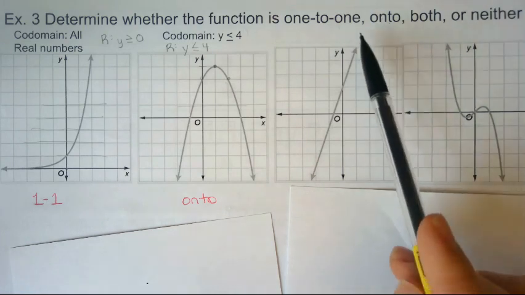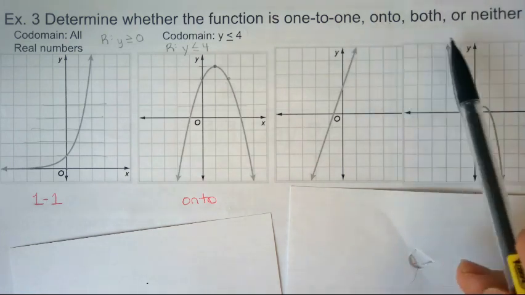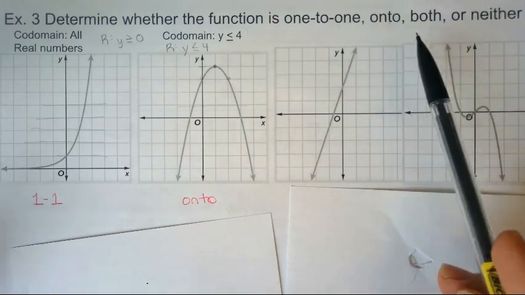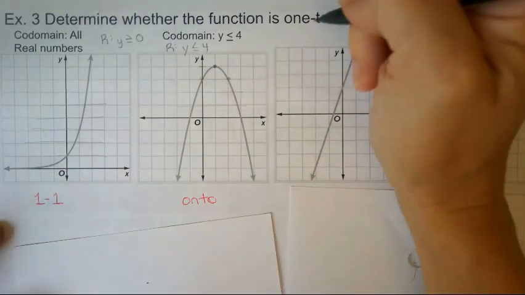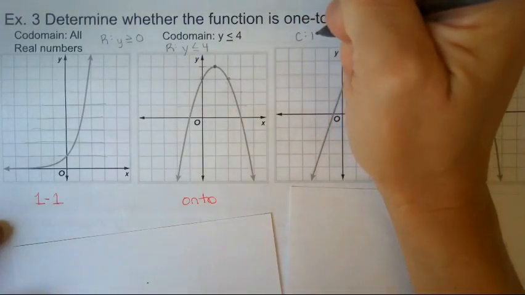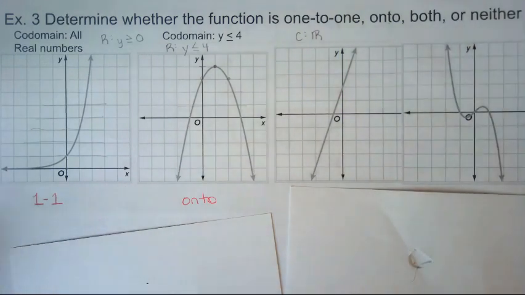Now the next two do not specify the codomain. If it's not specified, remember what it's going to go back to. So in this one, I know my codomain is all reals, and the same for the last one. So pause the video and see if you can try those last two.